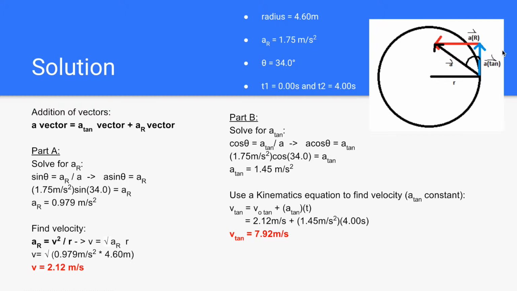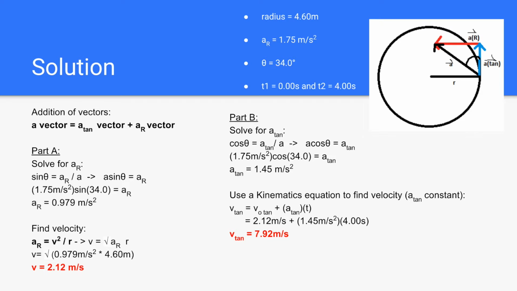Alright, in part A, it's asking for the bee's instantaneous speed. To find this, we can split the acceleration vector into its components, a_tan in the y direction and a_r in the x direction. Since a and its components create a right triangle, trigonometry can be used to calculate a_r. So for the solution, the sine of theta is equal to a_r over a. We can rearrange that so that a times sine theta is equal to a_r, and in the end you can see that 1.75 meters per second squared times sine of 34 degrees is equal to a_r. a_r will be equal to 0.979 meters per second squared.